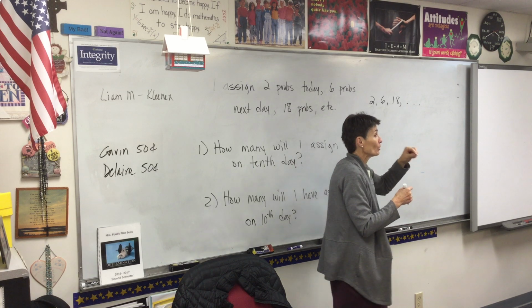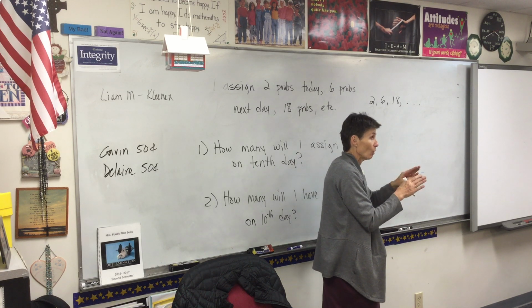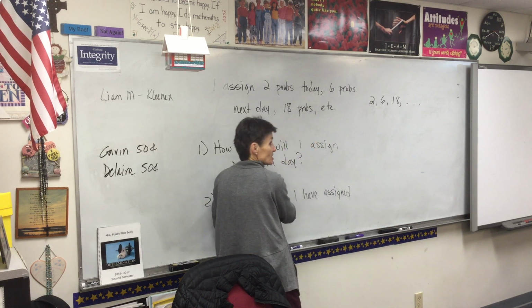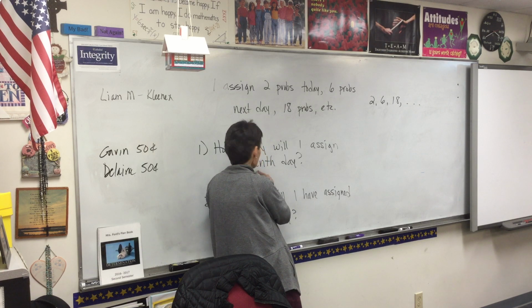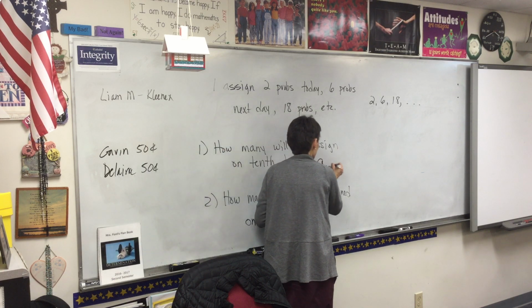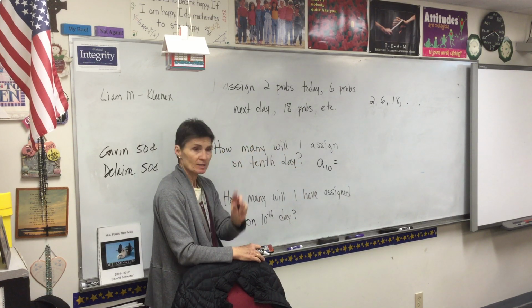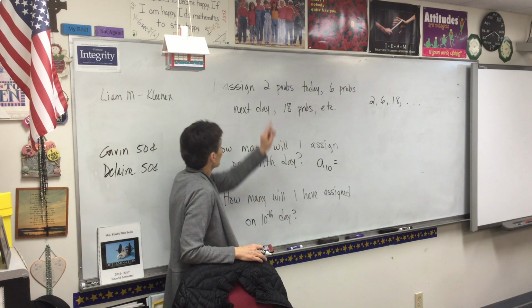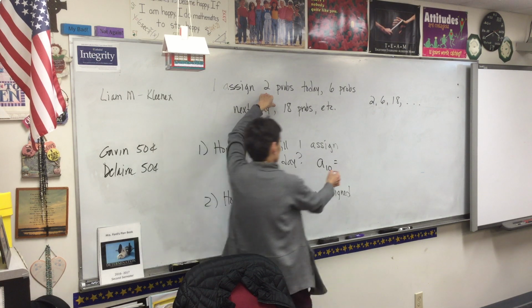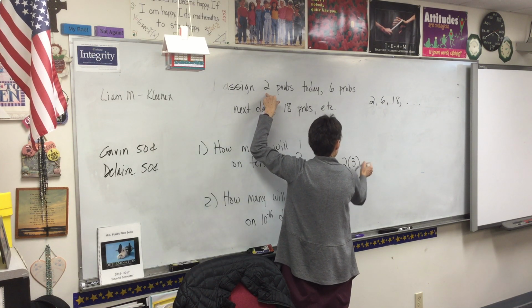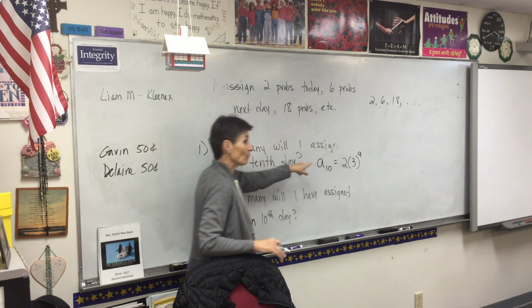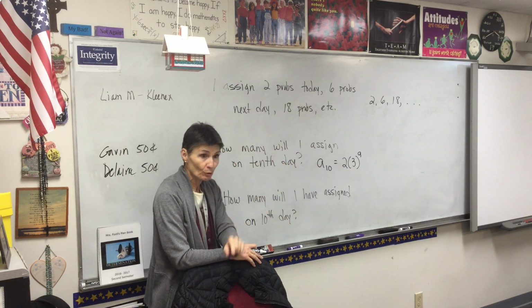So now we're going to talk about, we already know how to answer this question. If we want the 10th day, we say a sub 10, that's the 10th day, and we take our starting number times our ratio to the 1 less power. That would be the answer on the 10th day. Would you agree with me?